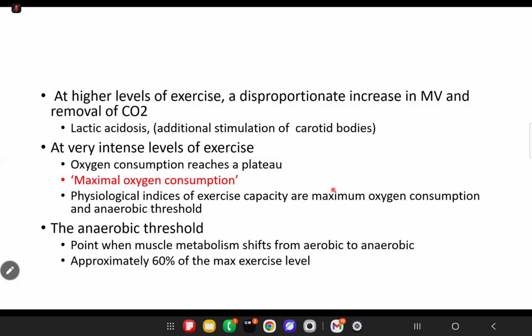As you can remember, there's a disproportionate increase in minute volume at very high levels of exercise. This is basically because when you have breached your anaerobic threshold, lactic acid accumulates, which acts as an additional stimulation to the carotid bodies. But your carbon dioxide production is no longer that great, or it has plateaued, because now you are having anaerobic metabolism. So your minute volume is increasing, your carbon dioxide production has plateaued, and therefore your PaCO2 will now start dipping.